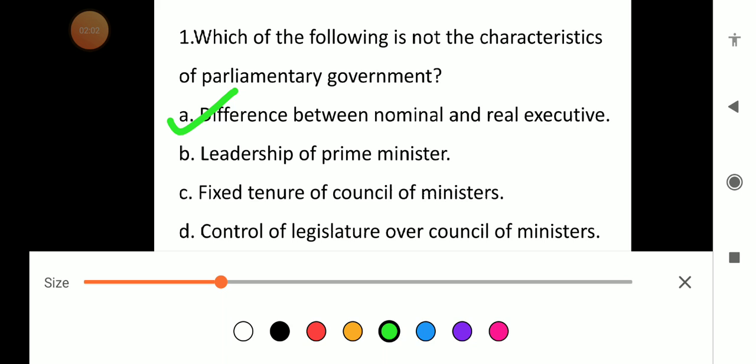And who is the leader of the parliamentary government? He is the prime minister, right? And the fixed tenure of council of ministers, is there a fixed tenure? No, he remains in the office until he is removed, can be removed anytime. The council of ministers can be removed, and it is done by the president on the advice of the prime minister. So this one is not the characteristic.